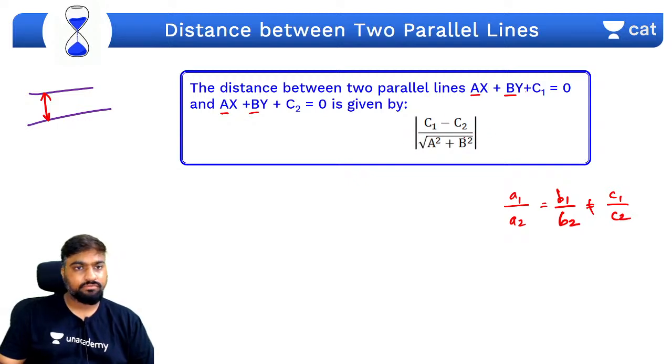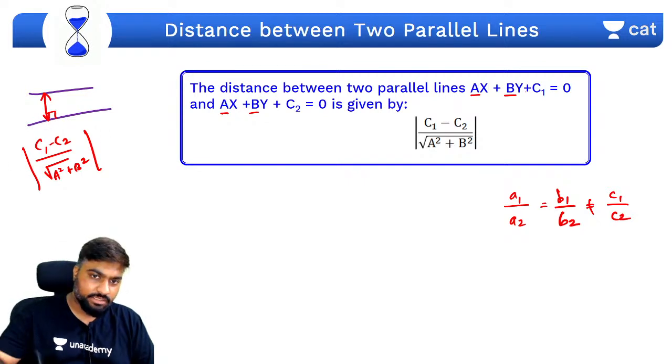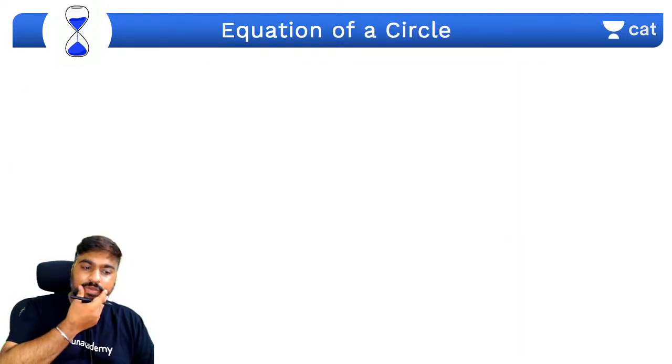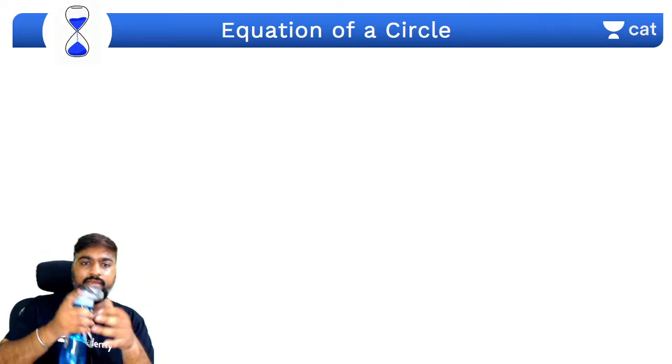Cool. So this is the perpendicular distance between any two given parallel lines. This distance is the modulus of (c1 minus c2) divided by the square root of (a square plus b square), because distance is a physical measurement, it cannot be negative, therefore the modulus. Now let's go for the highlighted part of today's session, that is the equation of a circle.